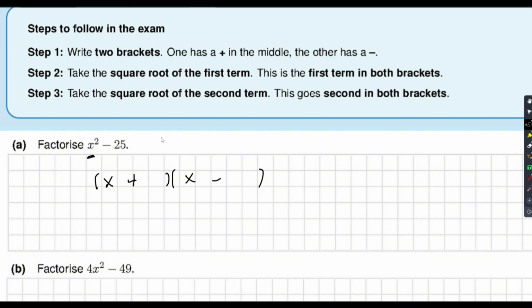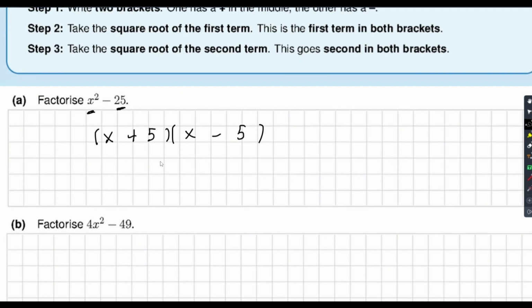And in step 3, we take the square root of the second thing. So what is the square root of 25? It is 5. Yeah, because 5 squared is 25. The square root is 5, and that is the second entry. And it's as simple as that. So we write two brackets, a plus in the middle, a minus in the middle. What goes in the first entry of both is the square root of the first thing, and what goes in the second entry is the square root of the second thing.